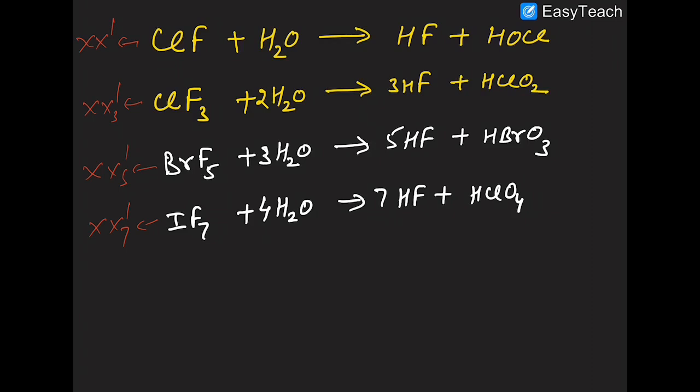So look at how in water they undergo hydrolysis. ClF undergoes hydrolysis to give you HF, ClF3 gives HF, BrF3 gives HF, IF7 gives HF. So in all the cases, the more electronegative atom will give you hydrogen halide, and the bigger atom will give you oxoacids. Bigger is chlorine, so it gives hypochlorous. Bigger is chlorine, so it gives chlorous. Bigger is bromine, it gives bromic. Bigger is iodine, it gives periodic.